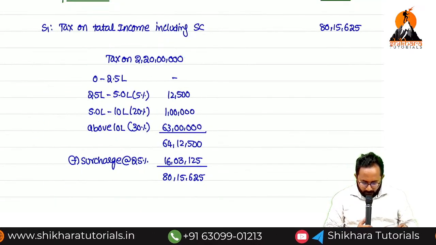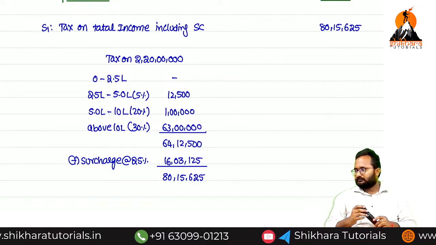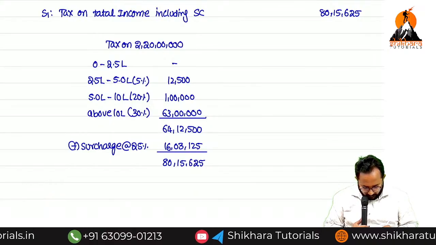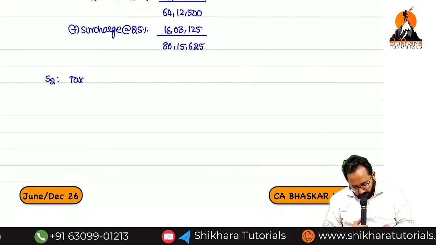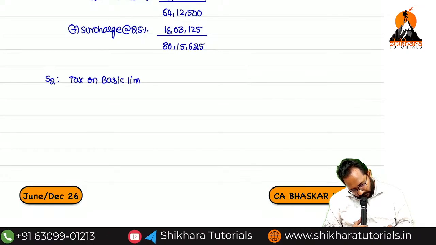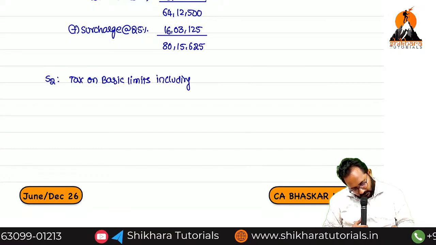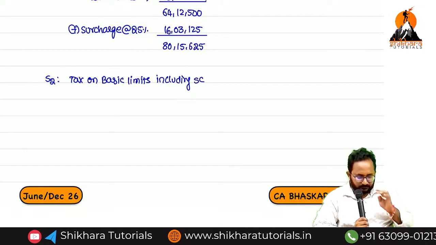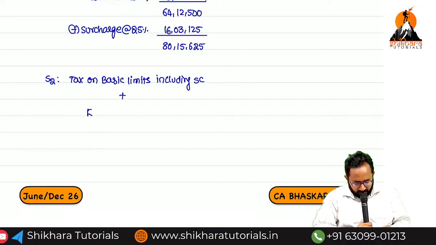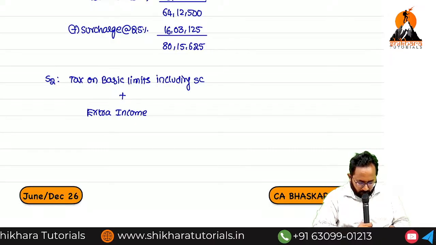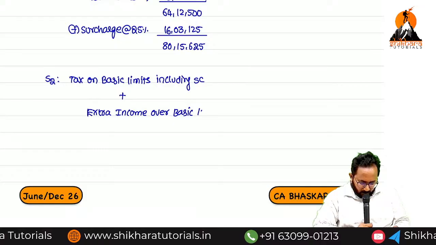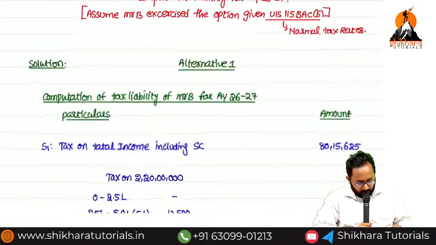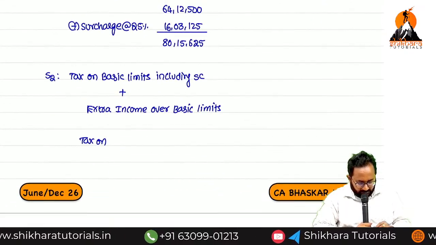Step 2. Tax on basic limit, including surcharge, plus we have to add what? Extra income over basic limit. So that means now we are required to calculate tax on the basic limit. In this question, what is the basic limit? 2 crore. So please calculate tax on 2 crore.